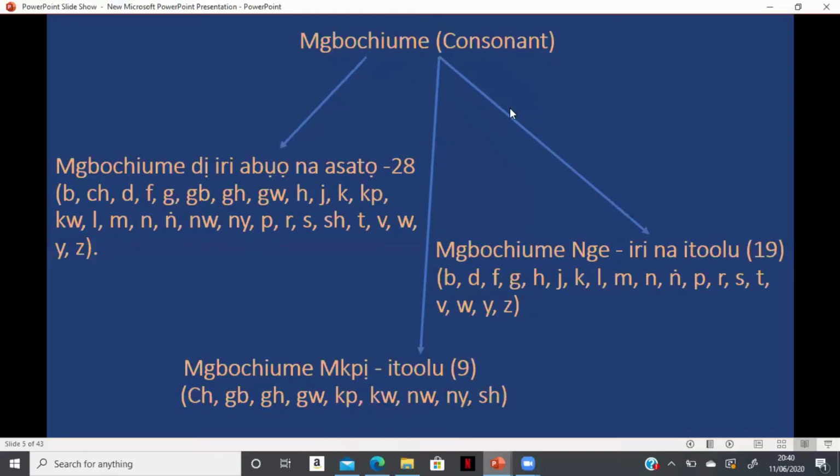Consonant is also divided into two. We have the single consonant and the double consonant. In Igbo language, they are called Mbochumenge na Mbochume Mpe. The single consonants are 19 in number, and as you can see, they are listed down here for you, while the double consonants are 9 in number.